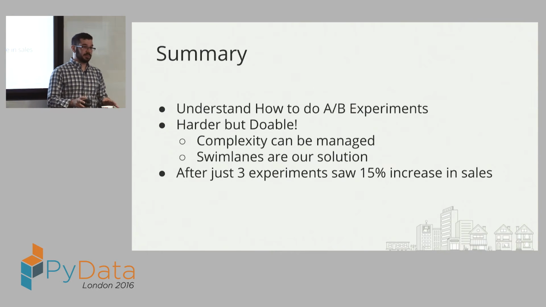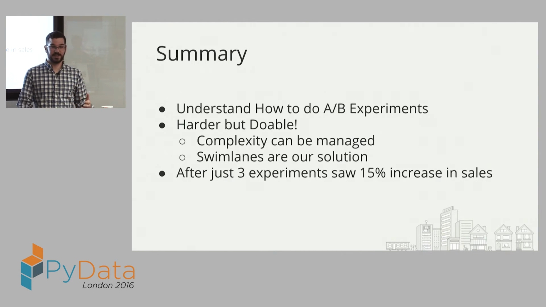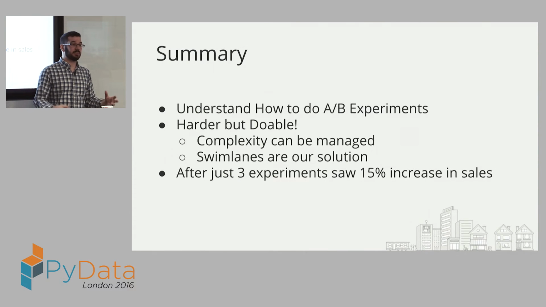So with that, I hope you now have a far better understanding of how to run an A/B experiment. And even though it is a little harder than just changing the CSS of a button, it's actually really doable. And you can manage that complexity for when you try to run multiple experiments. For us, we use swim lanes as the way that we can run experiments exclusively, so that way we can test the same underlying component at the same time. Now, that doesn't mean there aren't other solutions, but this is the best way that we've gone with in terms of running a lot of these experiments.